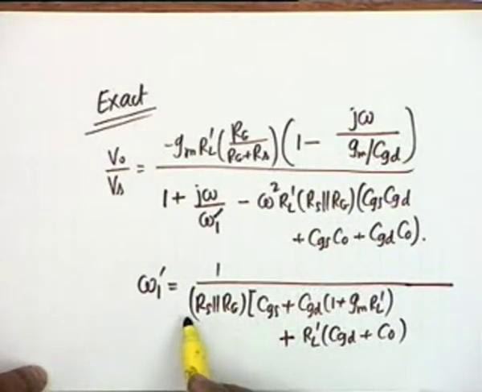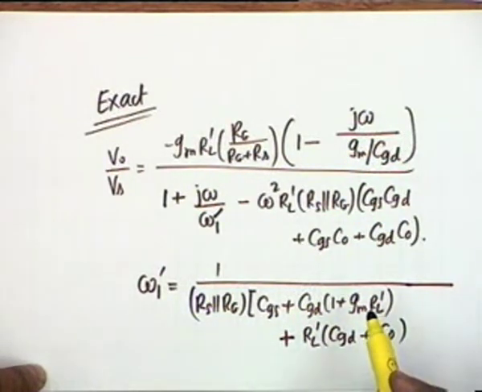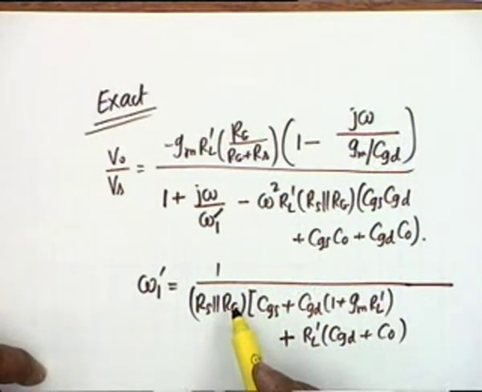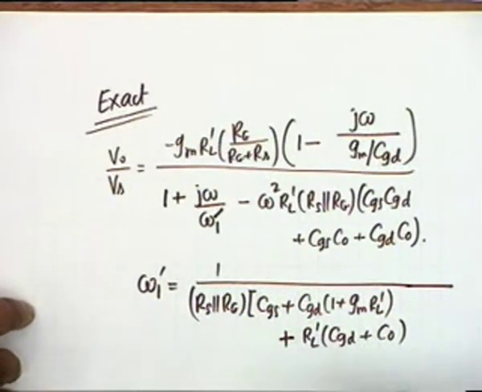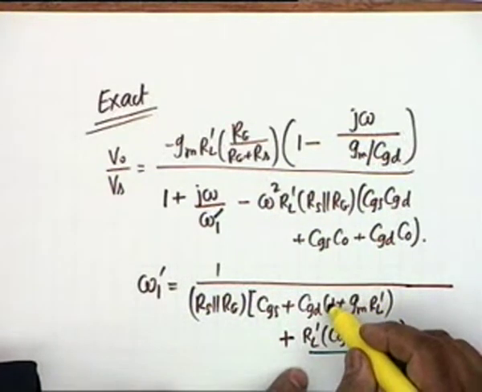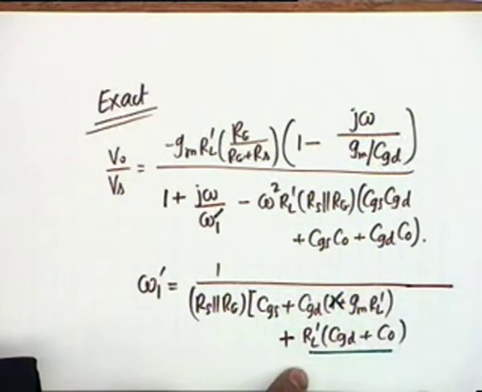Well, sure. The condition under which this term will be negligible compared to this is that CGD plus C0 must be much small compared to GM times CGD multiplied by RS parallel RG. Is that point clear? No. Okay. I want to ignore this compared to this. Now you know GM RL prime is much larger compared to 1. So you can ignore this.